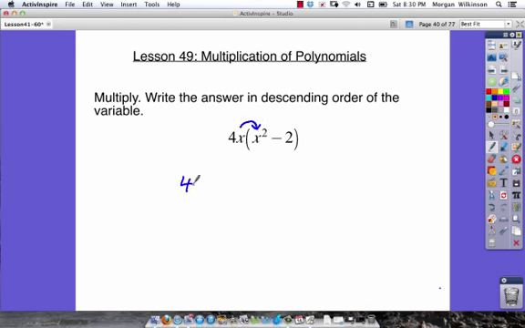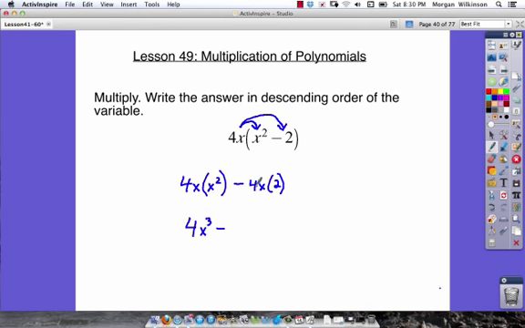So 4x times x squared is our first part. Then we're going to subtract, because the problem tells us to, the product of 4x and 2. Then we're going to multiply 4x times 2. From here we can simplify. Well, 4x times x to the second power, that must be 4x to the third power.